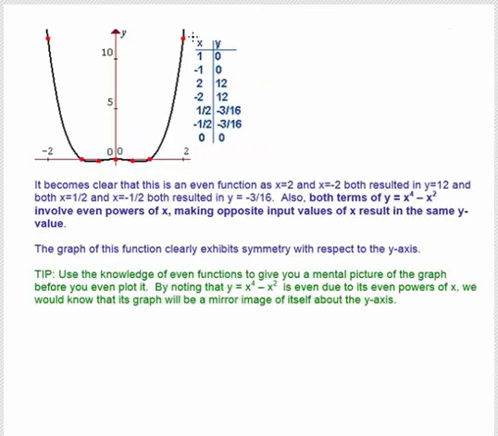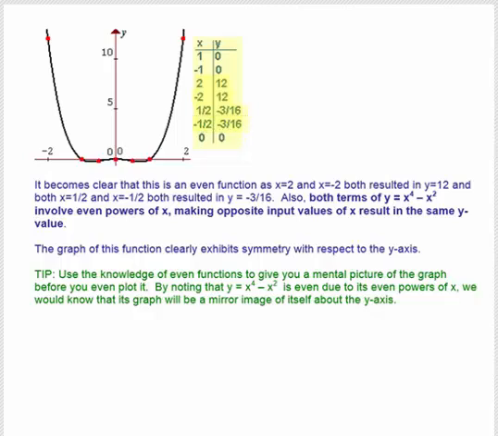We plot these intercepts and find some more points to complete the graph. When we find the additional points, we plot them and then draw a smooth curve through, and you get kind of a W-shaped curve. And if you notice from the points I've found, when x is 2, we get y is 12. When x is negative 2, we get y equal 12. When x is a half, we get y equal negative 3/16. When x is negative 1/2, we get negative 3/16.